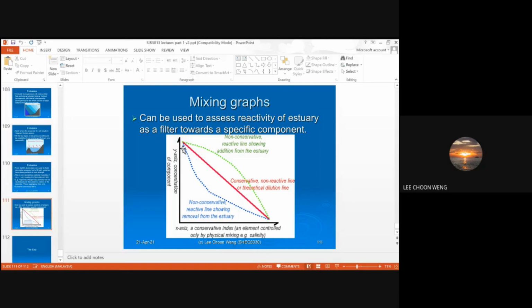if what you are plotting falls directly straight like this, that means the component you're measuring is non-reactive. It is just a theoretical dilution line. There is no addition or removal from the water. So this is how mixing graphs can be used to check the ability of the estuary to act as a filter towards the specific component that you are measuring.